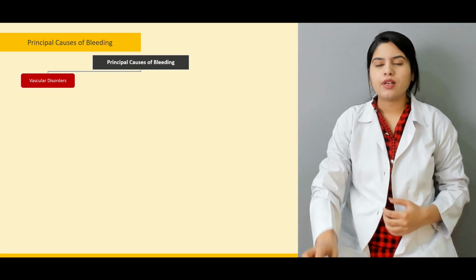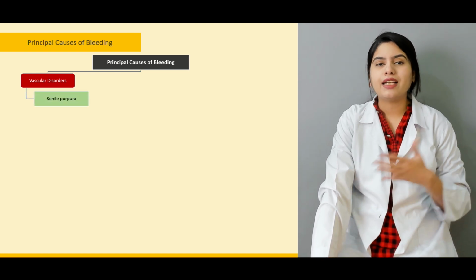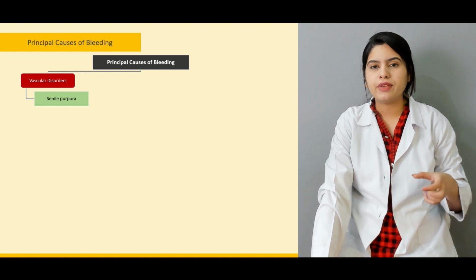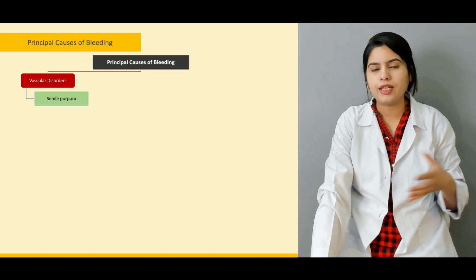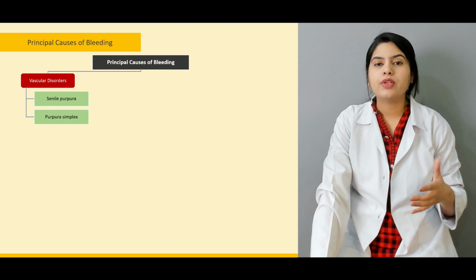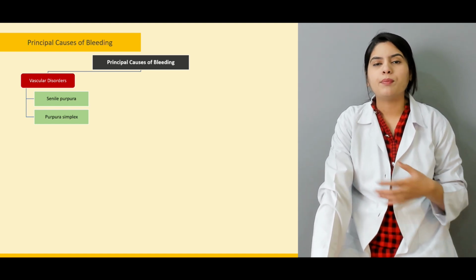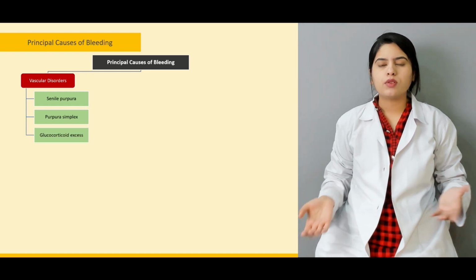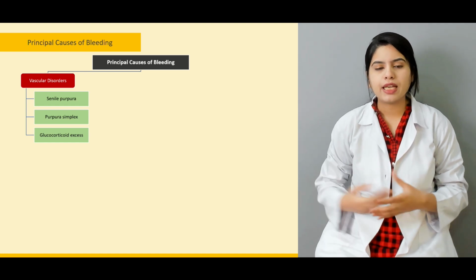So let's see what the different vascular disorders are that will cause bleeding. There can be senile purpura, a condition affecting the blood vessels, where the blood vessels become more fragile and more prone to bleeding and hemorrhages. There can be purpura simplex, a condition similar to senile purpura but more frequent in women. Then there can be glucocorticoid excess, which can also affect the normal hemostatic mechanism.